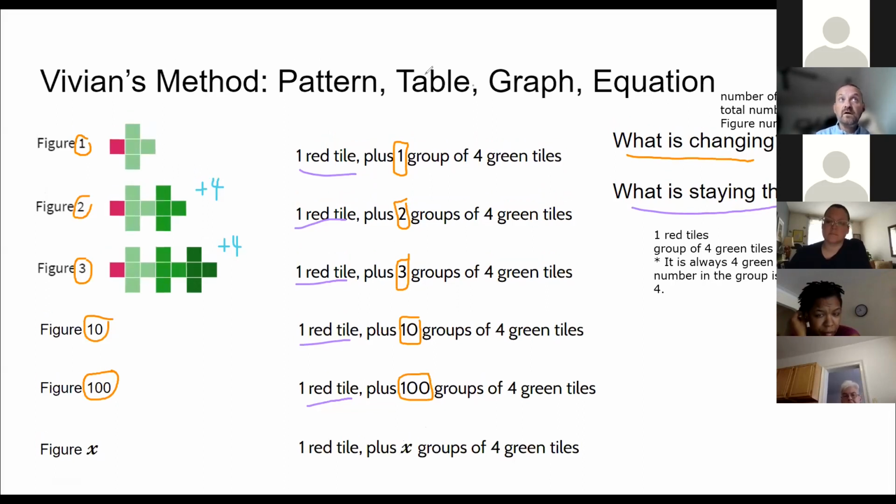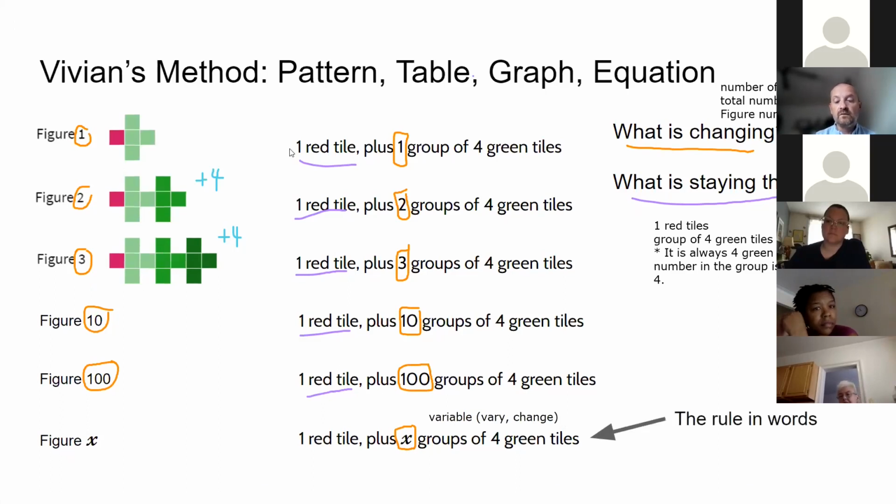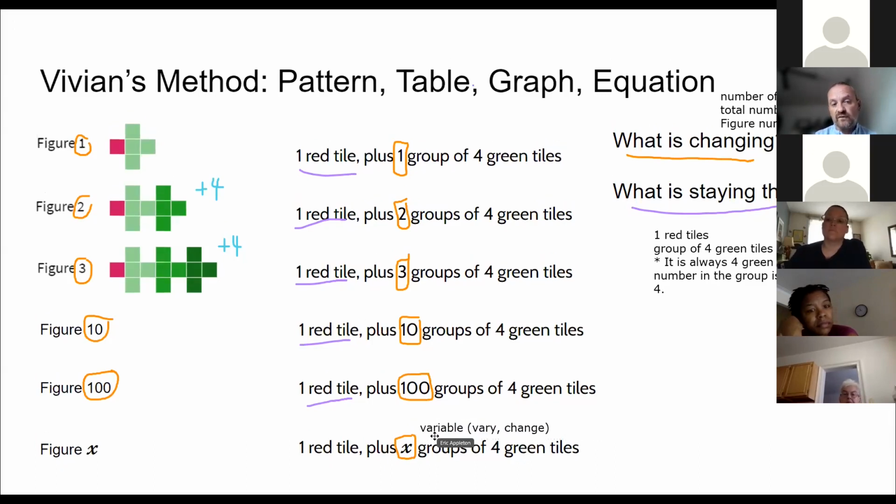Whoops, wrong color. So X is the thing that's changing, right? Mm-hmm. X, by the way, is the variable, right? Which is related to the word vary, which means change, right? So they call X a variable because it's representing a quantity that changes in this case, right? It could be 5, it could be 10, it could be 1,000, right? X varies, it's a variable, right?